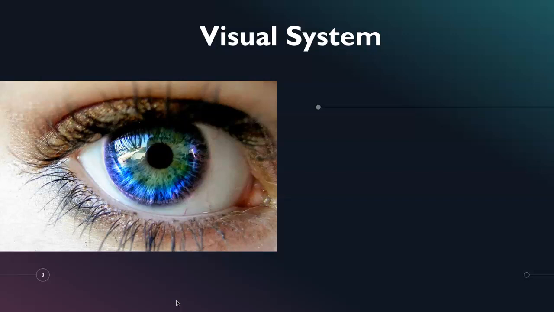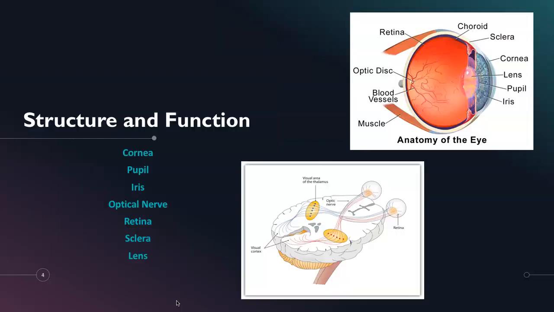The eyes are located in the orbits of the skull and are protected by fat and bone. The eyes are comprised of the sclera, cornea, pupil, iris, retina, lens, and optical nerve. The visual system is complex, and here are diagrams of the structure. Please view the diagrams as I explain each area.